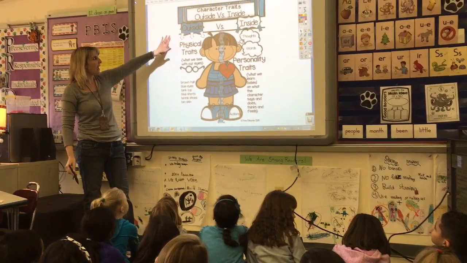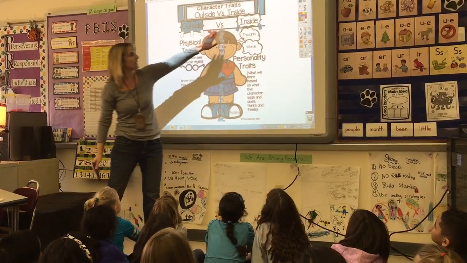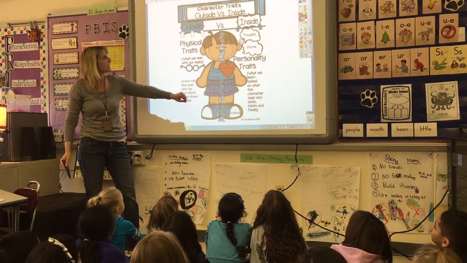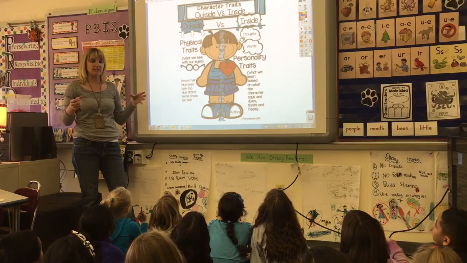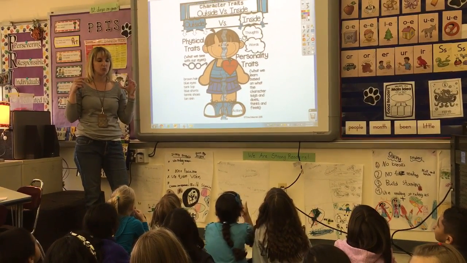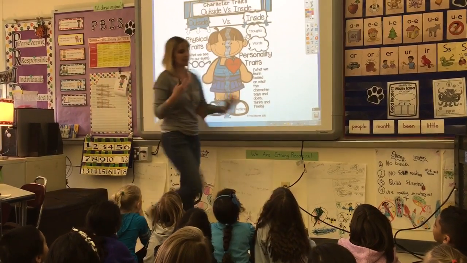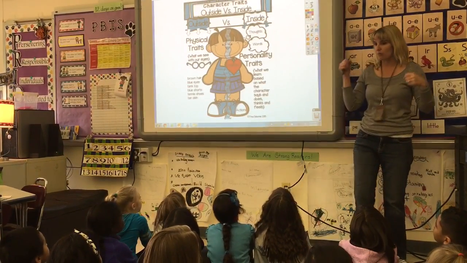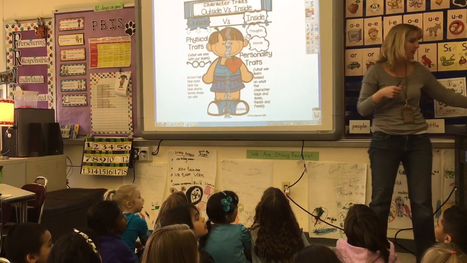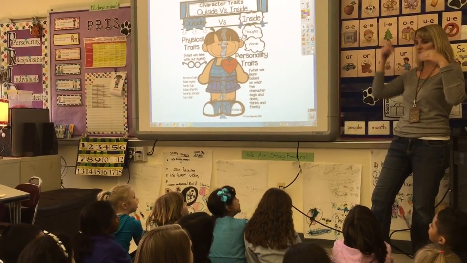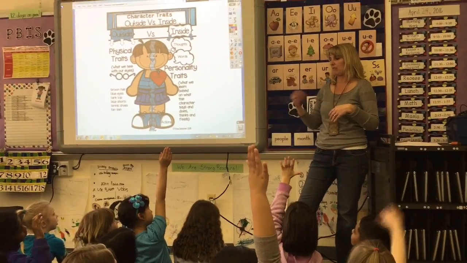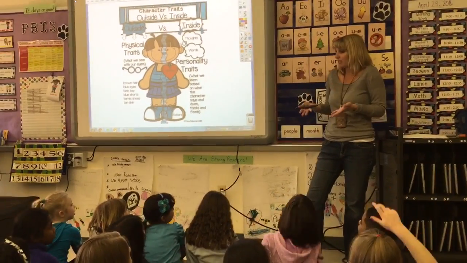So when we look at outside and inside traits, outside traits are those things that you can see with your eyes. And we're just going to focus on this side just yet. So let's think about it. When you go and you brush your teeth or you're going to comb your hair, what do you look in to see yourself when you're combing your hair to make sure you're doing it right? Mirror. You look in a mirror.